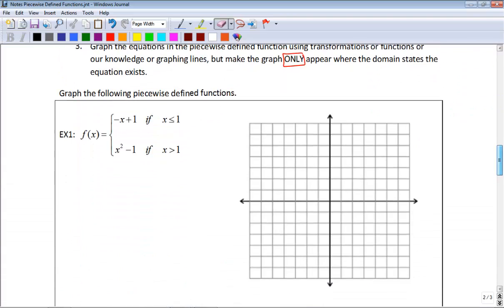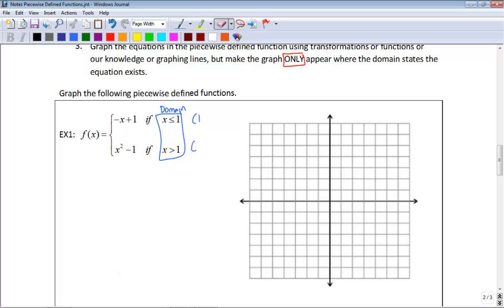Let's take a look at the first example. Step 1 was to find the change of behavior value. So where are things changing? Again, this is my domain right here. Well, it looks like things are changing at the x value of 1. So I need to figure out what happens at 1 in the top equation, and then what happens at 1 in the bottom equation. And we're going to plot those points on the graph.